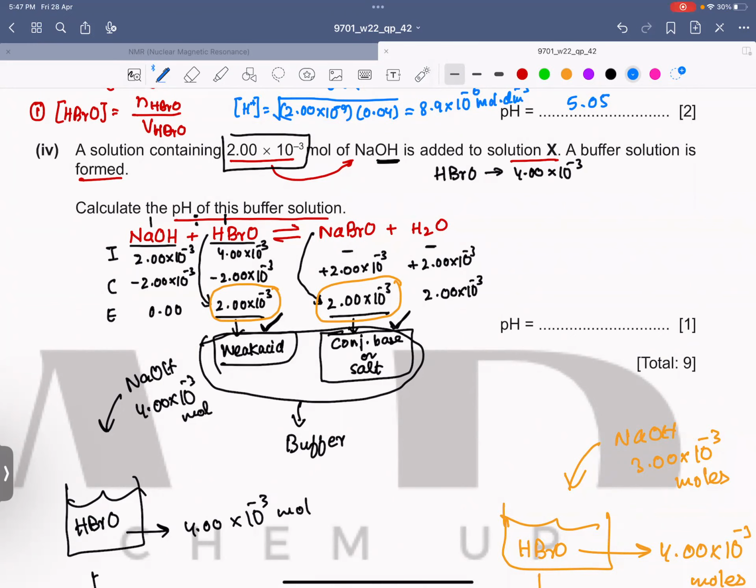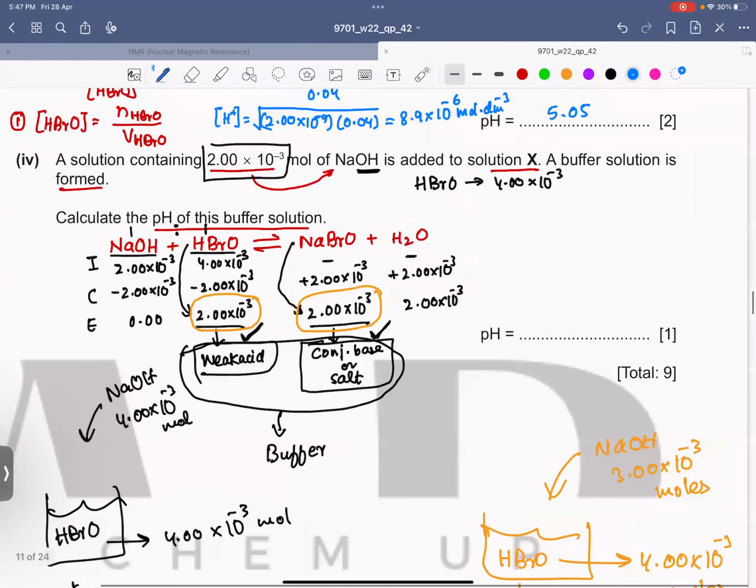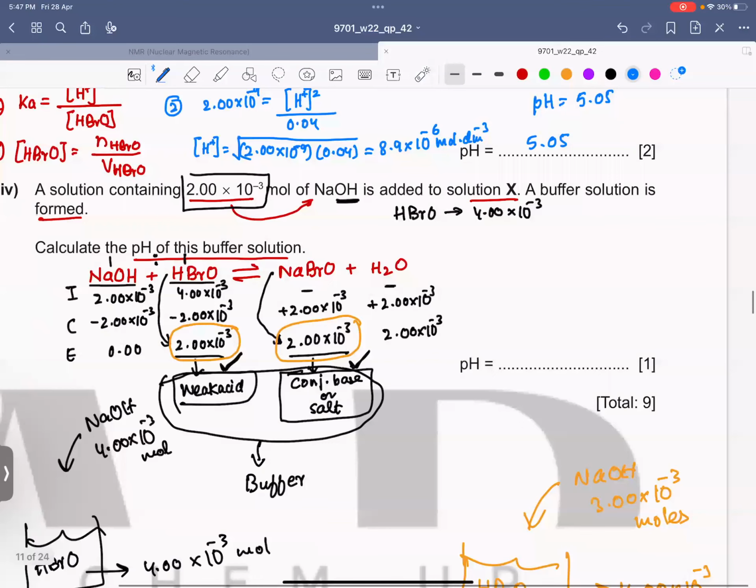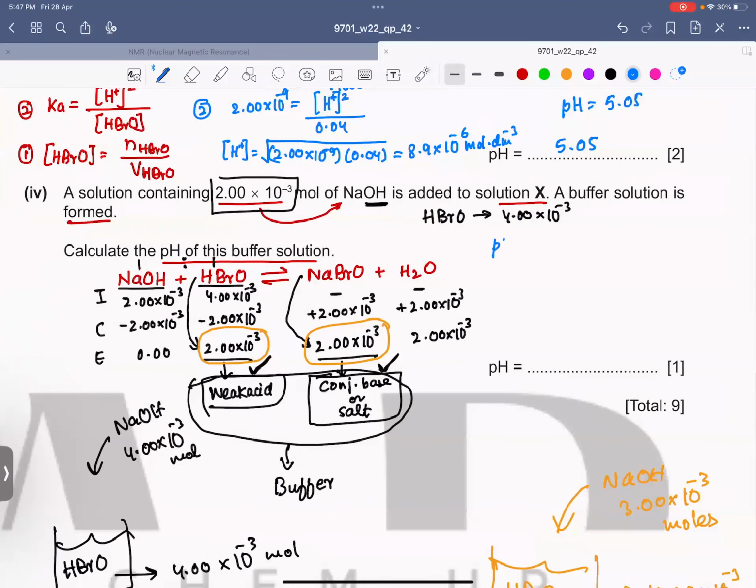Yes. Okay. Now, if you recall the pH expression for the buffer, pH equals pKa plus log10 of the concentration of salt over the concentration of acid. This is the expression for finding the pH of a buffer solution, right?